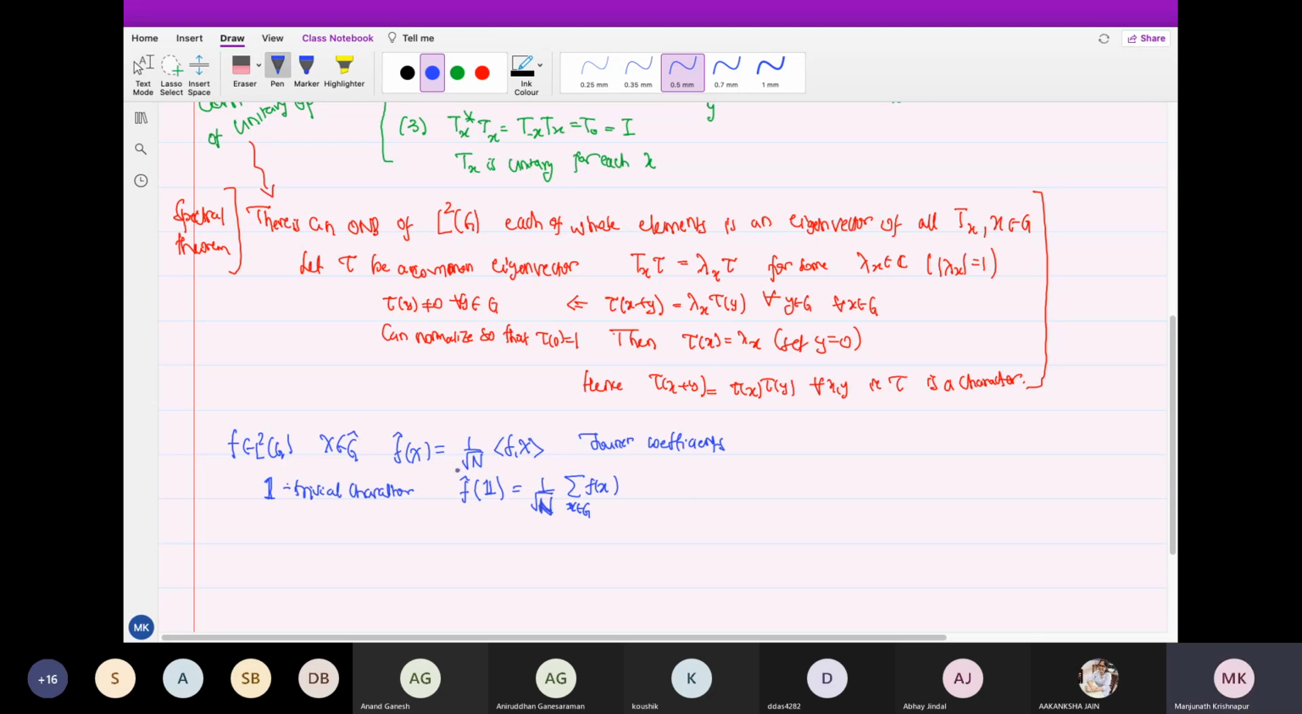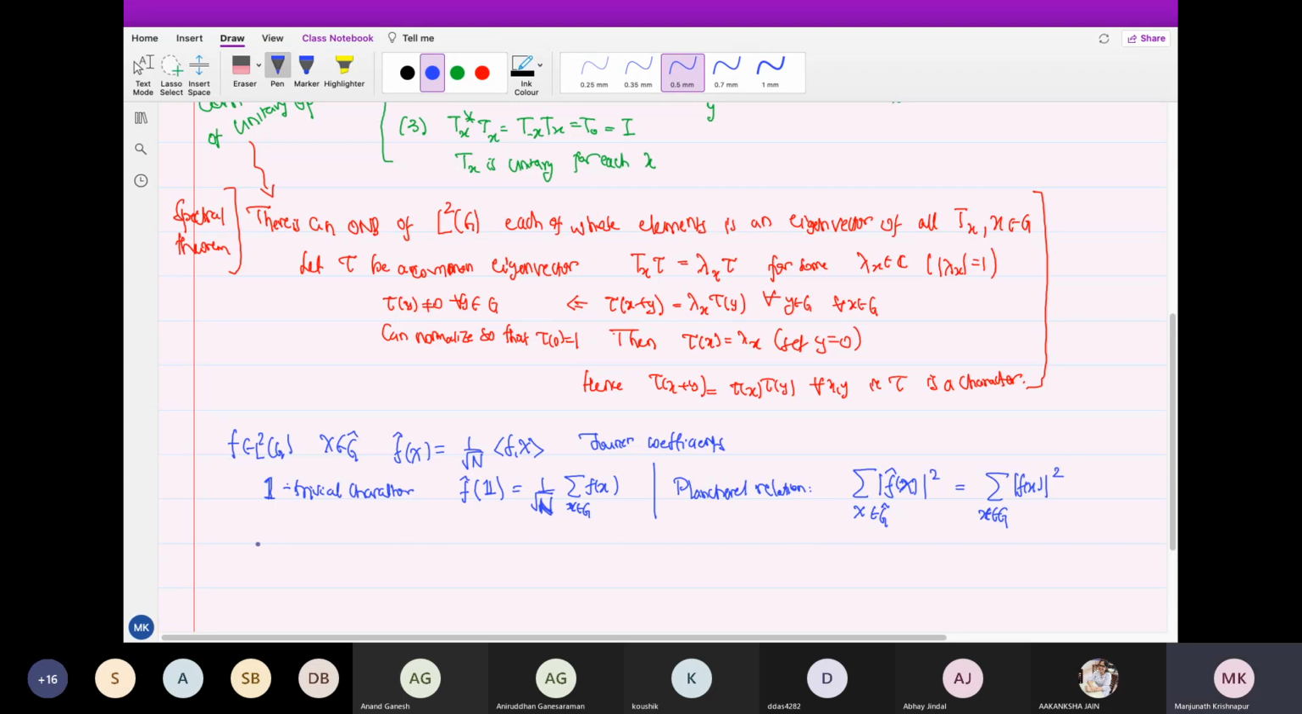So this is point number 1. Point number 2: we know the Plancherel relation tells you that if I sum the squares of the Fourier coefficients over the characters, I mean absolute squares, since these are in general complex numbers, it is the same as summing the absolute value squared of f of x over the group elements. Two things from here.